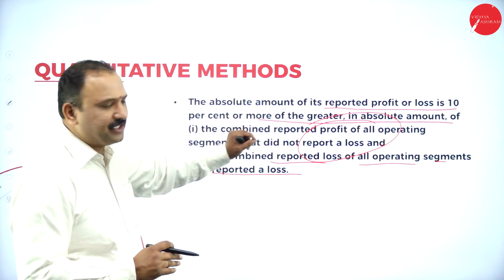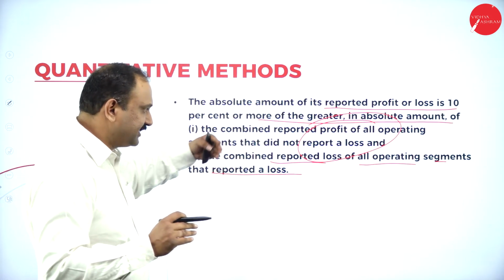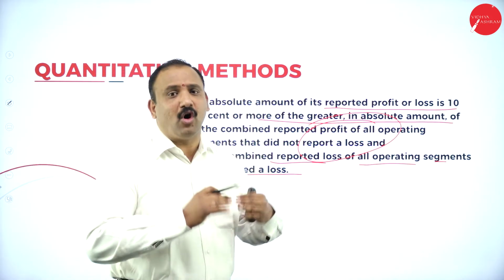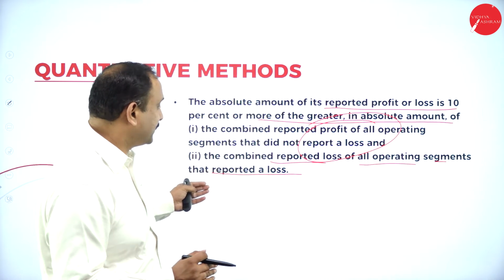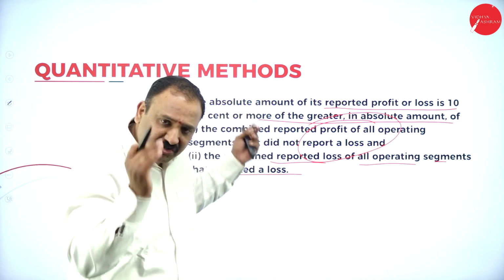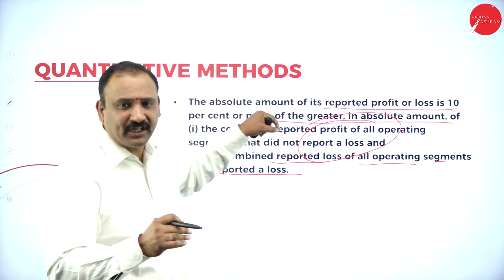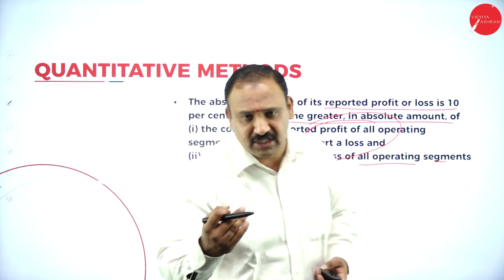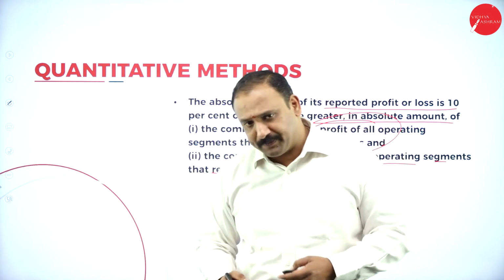One is the combined report of all reporting segments that did not report a loss, which is very, very important. The combined report loss of all operating segments is also coming into the picture, that has also reported a loss. So we have to see the combined structure as well as that reporting structure, so that we are able to get a consolidated report of how much is the loss that has occurred as per the operating segments.